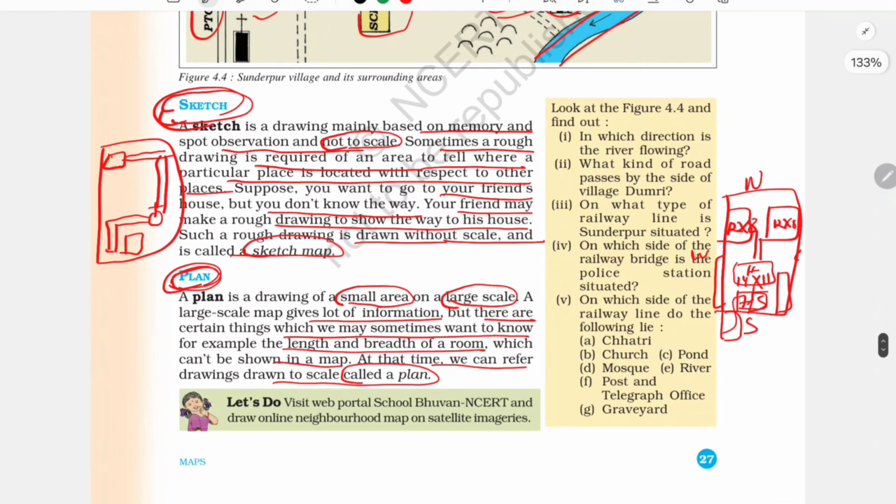So with this we have completed our chapter, and I hope you have enjoyed it and understood. From now on I hope you will have basic knowledge about how to look into a map.